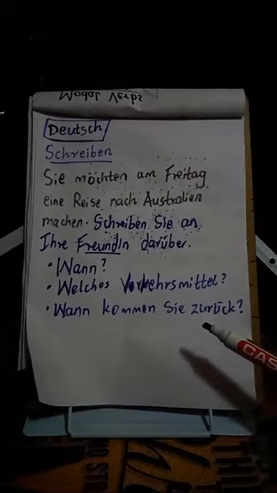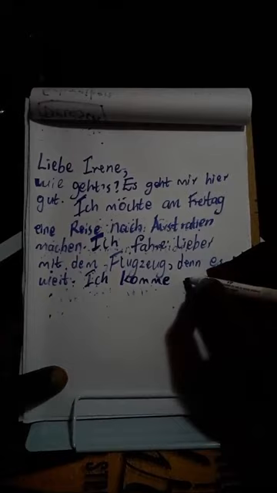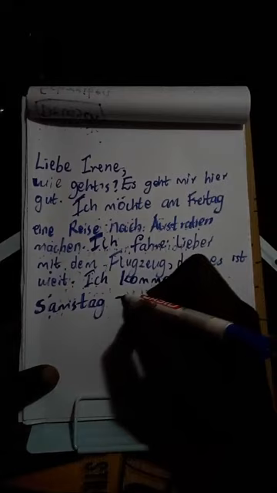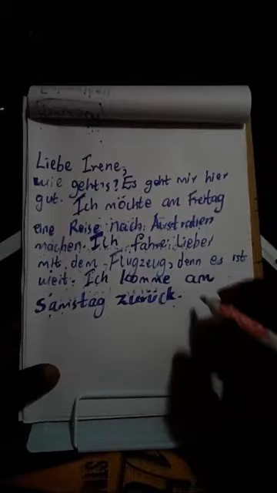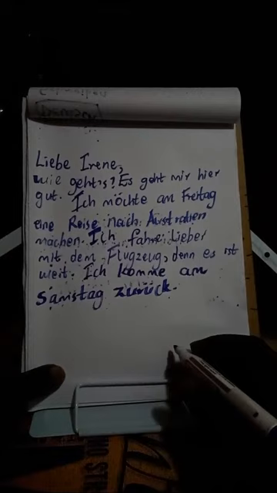So I could simply say, ich komme. So I want to say when exactly I'll be coming back. So I say, ich komme am Samstag zurück. I'll be coming back on Saturday. Please remember that zurückkommen is a separable verb, yeah? Zurückkommen. So, ich komme am Samstag zurück. Full stop. And then I could go ahead and complete my letter, right?